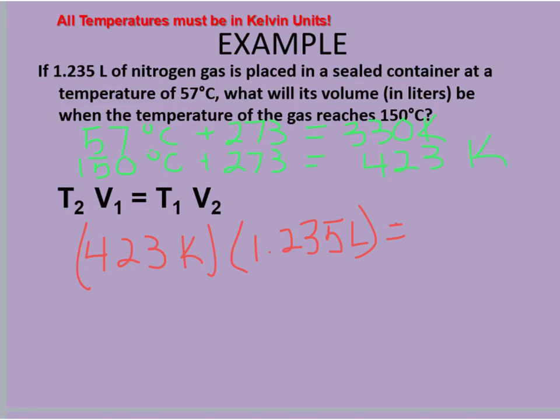My temperature, which is going to be my initial temperature, is 330 Kelvin. And then my final volume, you can put an X there or a V, that's what I'm solving for. So now all I need to do is solve for V. And I can do that by taking both sides of the equation and dividing by 330 Kelvin. That'll cancel.